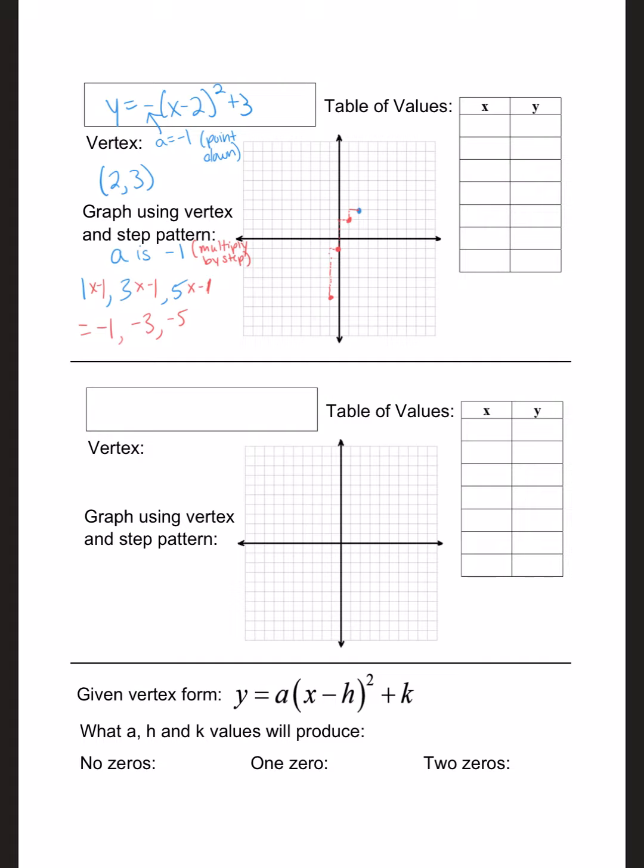Okay, so our step pattern tells us that we're going to go over 1 and then up or down by the step pattern. That's how we use our step pattern. So we always go over 1 and then up or down by whatever the step pattern is. We have to do that on both sides of our vertex. So on this side, we're going to go over 1, down 1, over 1, down 3, and over 1, down 5. Okay, we can connect those dots to draw our parabola.